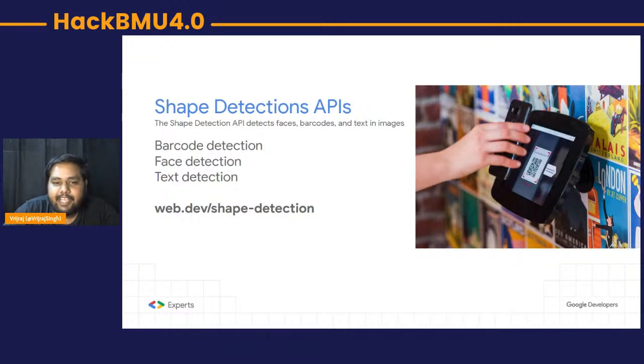For example, we have the fetch API. Whenever you are requesting REST APIs, you need to work with fetch as a method. Similarly, we have the shape detection API. With the help of these APIs, you can detect barcodes, faces, and text from images. You can check out the developer documentation at web.dev/shape-detection, where we can find docs about how to use it.